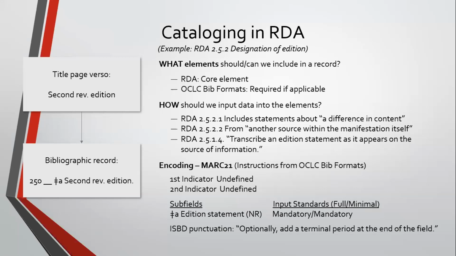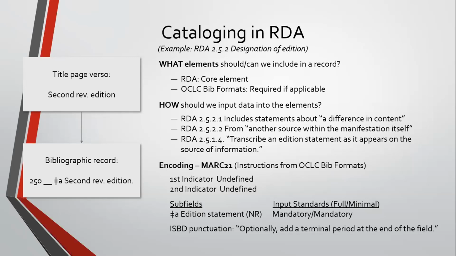Okay, and then lastly, on this how question, in the broader guidelines for edition statement sub-elements, we see that information is to be transcribed. So we copy it into our 250 field exactly as it appears on the title page verso. Okay, but we do have to follow RDA's guidelines for transcription, which is a little bit modified from just straight transcribing. Okay, so we don't abbreviate edition, but we also don't spell out revised. We just leave it as it is.